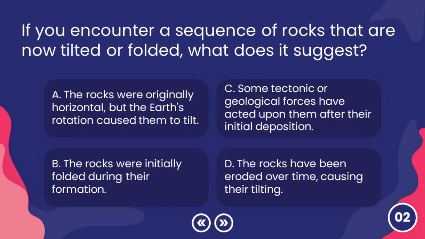Question number 2. If you encountered a sequence of rocks that are now tilted or folded, what does it suggest? A. The rocks were originally horizontal, but the Earth's rotation caused them to tilt. B. The rocks were initially folded during their formation. C. Some tectonic or geological forces have acted upon them after their initial deposition. Or letter D. The rocks have been eroded over time, causing their tilting.